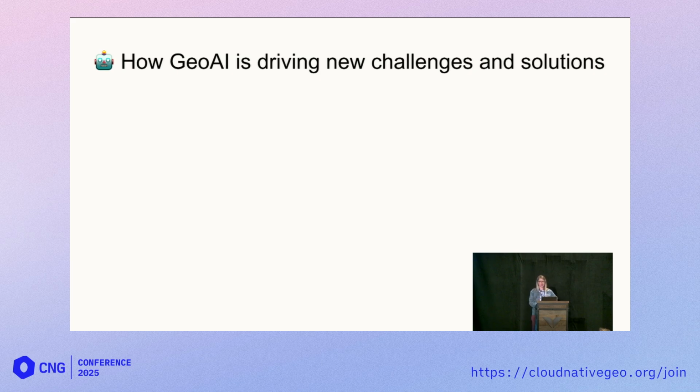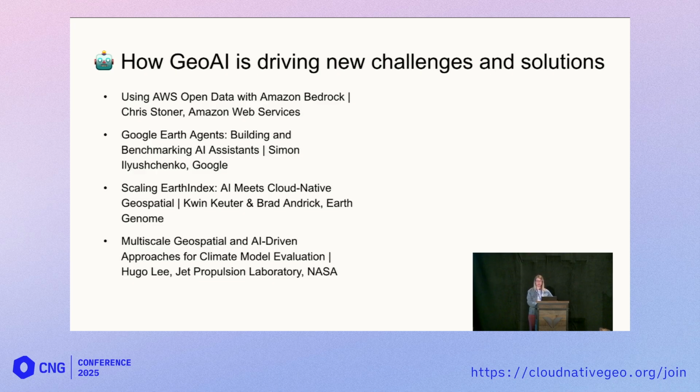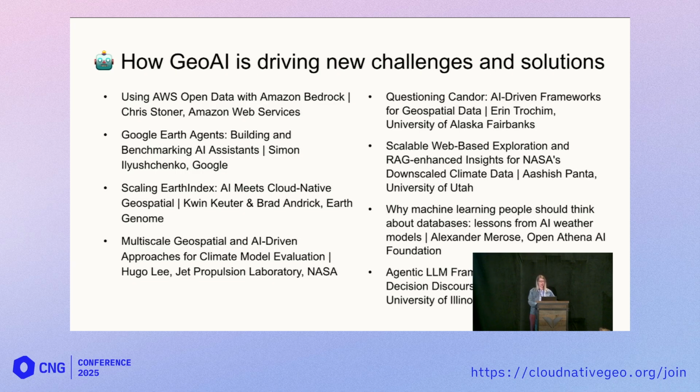And very excitingly, we will also hear about how GeoAI is being integrated into these cloud-native geospatial ecosystems. So we'll hear about new cloud services like Amazon Bedrock, which is providing foundation models and how it can be used with AWS Open Data. We'll hear about how AI agents are being integrated into Google Earth Engine. And then we'll hear about a number of different ideas about how LLMs, AI agents, and retrieval augmented generation can make this data more accessible and more actionable.